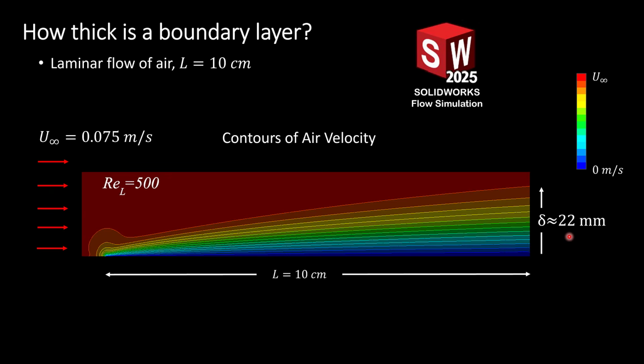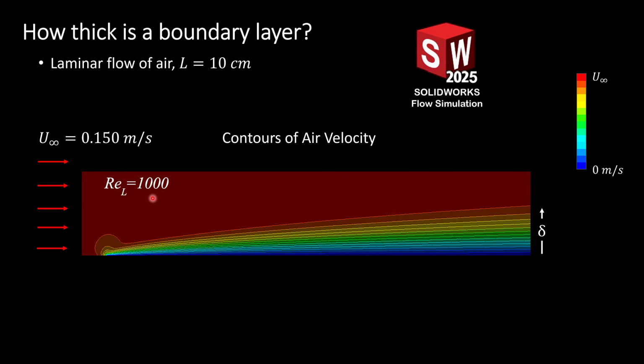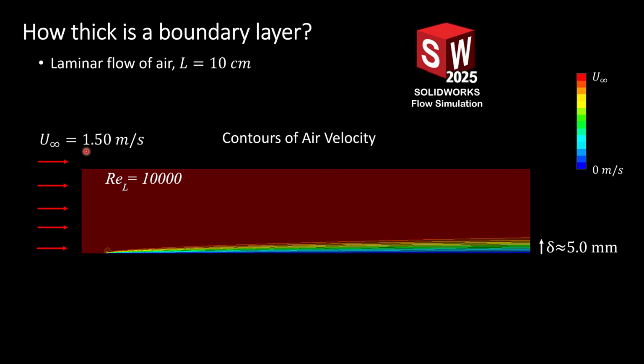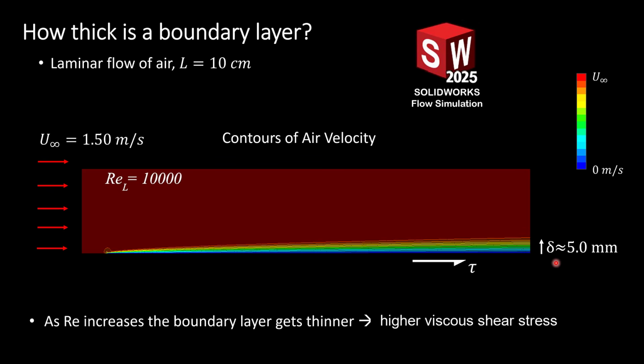But as you increase the airspeed, the boundary layer gets much thinner. So that's 500, this is 1,000, this is 5,000, and then finally, these results are for a wind speed of 1.5 meters per second, which corresponds to a Reynolds number of about 10,000, so still laminar. But at these conditions, the boundary layer thickness at the end of the plate is only about 5 millimeters. So you get the idea. Boundary layers for most real-world conditions are quite thin. They only extend a short distance from the surface. Of course, as wind speed increases, the viscous drag on the plate also increases.